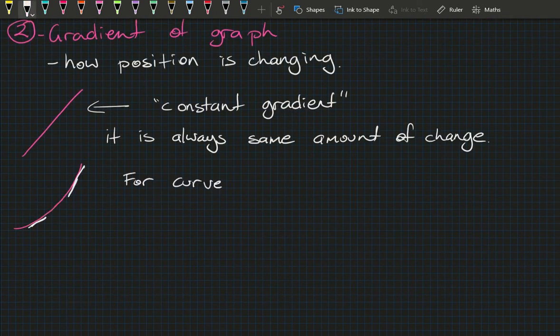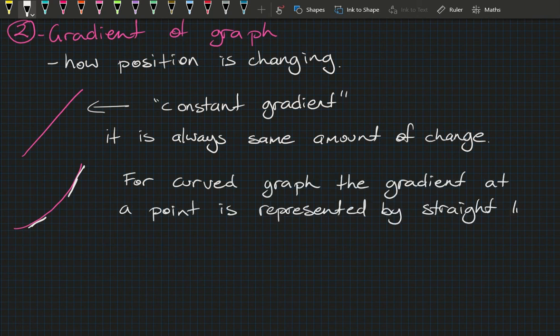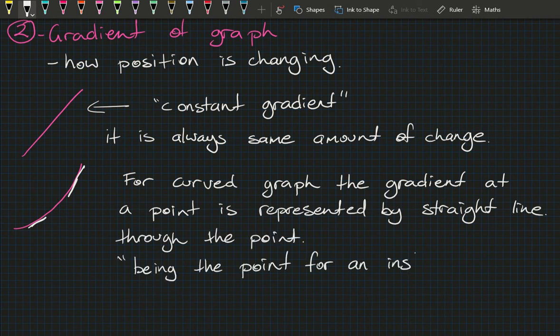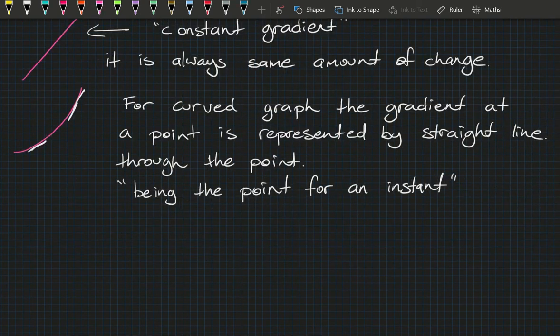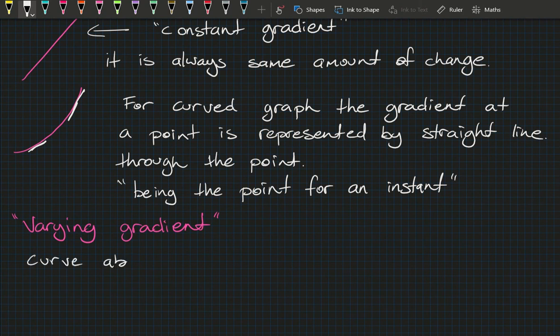And these gradients at these different points are represented by this straight line that would pass through that point, and really it would be the curve for an instant. And you could see in the straight line, if we did the same thing, we'd end up having the exact same gradient everywhere. So these curved lines introduce the idea of a varying gradient. And for that curve above, it starts off flat and slowly increases.